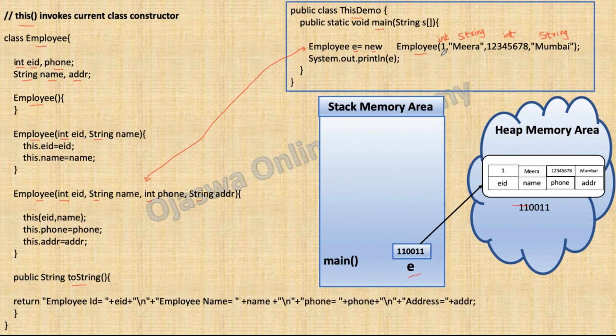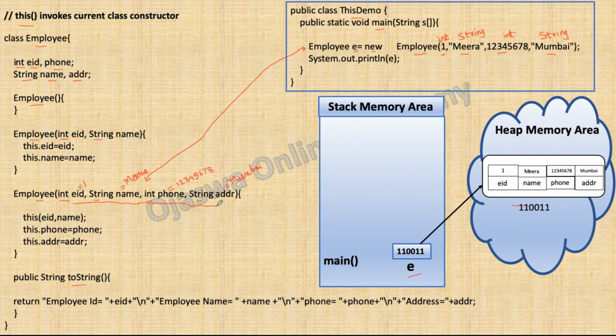The first argument 1 of type int is stored in this first local variable of type int, hence EID equal to 1. The second argument, string Mira, is passed to this second parameter of type string, hence the value of this local variable name is equal to Mira. The third argument, int, is passed to this local variable named phone of type int, and a value is assigned to it. And the fourth argument Mumbai is passed to the fourth parameter which is of type string, and a value is assigned to it, ADDR equal to Mumbai.